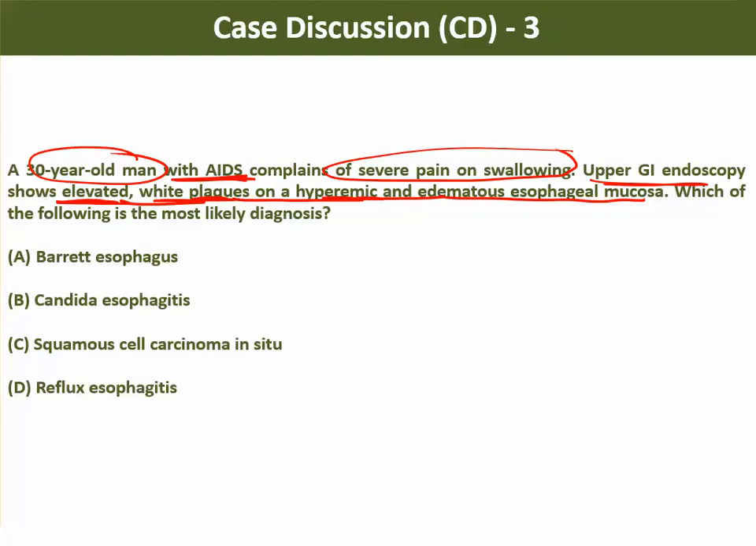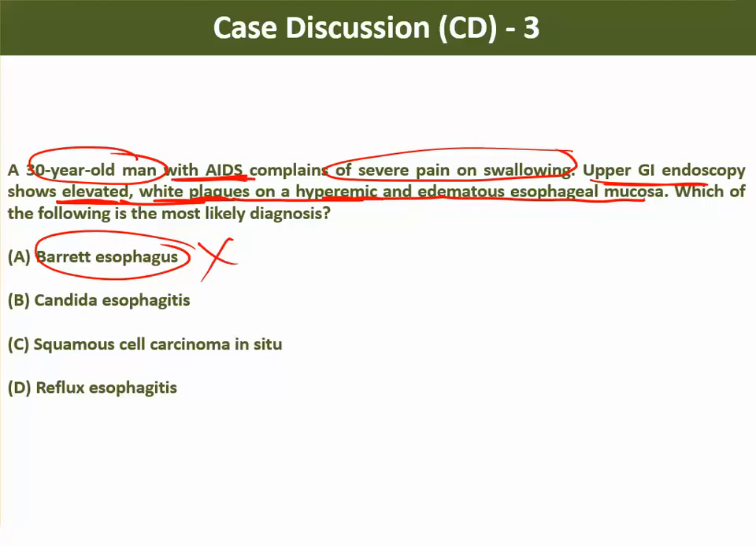So why is it not Barrett esophagus? Because there is a sign of inflammation and edema. What is the characteristic endoscopic feature of Barrett's esophagus? It is an endoscopic feature, not a microscopic feature. Okay, what is the color? Yes, it is a red velvety appearance. Here it is exactly the opposite, right? It is an elevated white appearance. So it is completely ruled out. Okay, Barrett's esophagus is excluded.